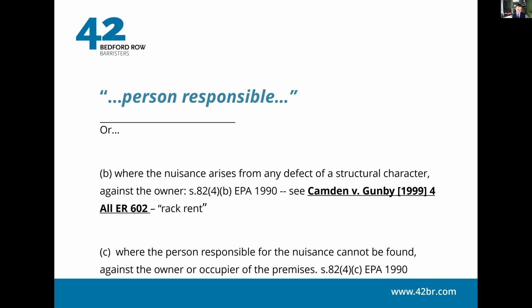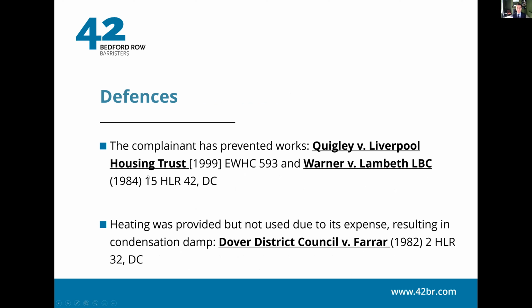I'll jump to the third one, which is C, simply because it's not likely to come up very often. Where the person responsible for the nuisance cannot be found, against the owner or occupier of the premises, and that is in 82(4)(c). But on the reasonable assumption that that won't come up very often, we're really looking at the first scenario that I've just highlighted, or B, where the nuisance arises from any defect of a structural character, against the owner, 82(4)(b). And obviously in cases concerning premises, residential accommodation in particular, then that can be of application. So that's who one is focusing on. And that's what the Act means when it refers to person responsible.